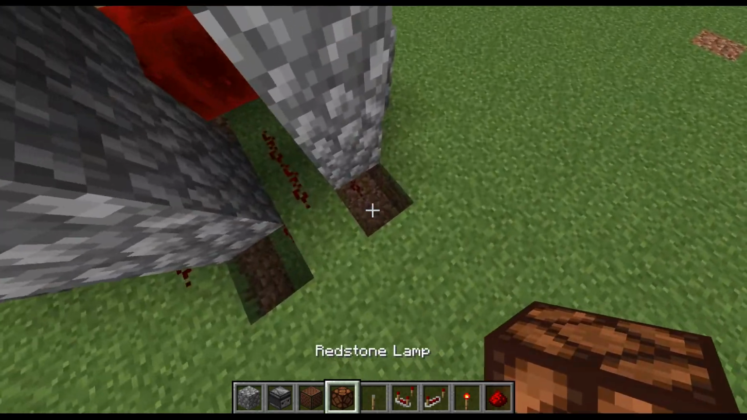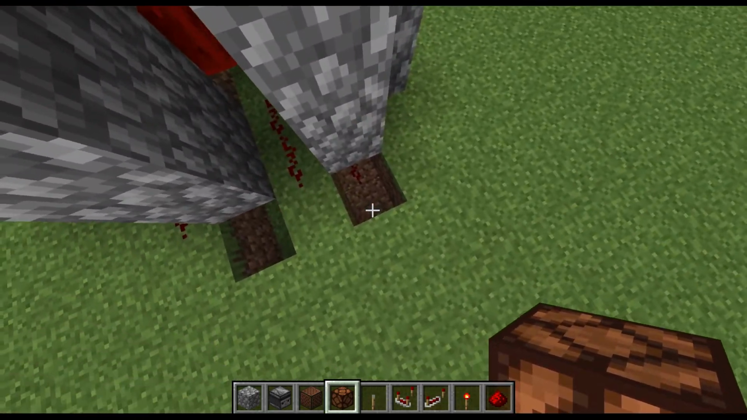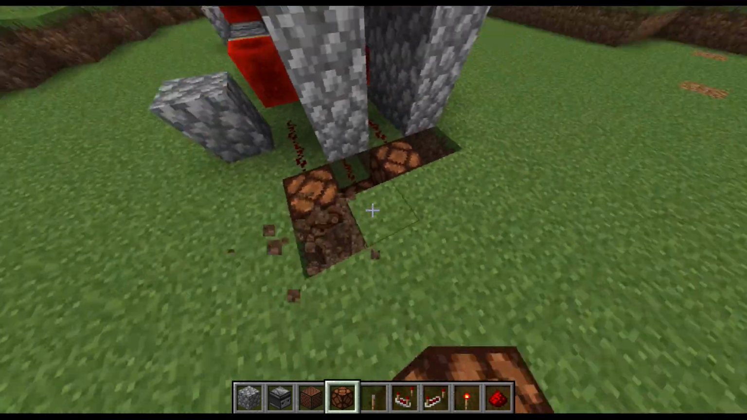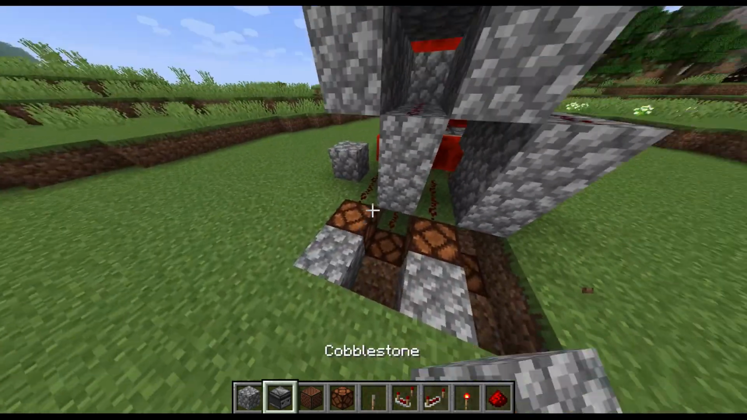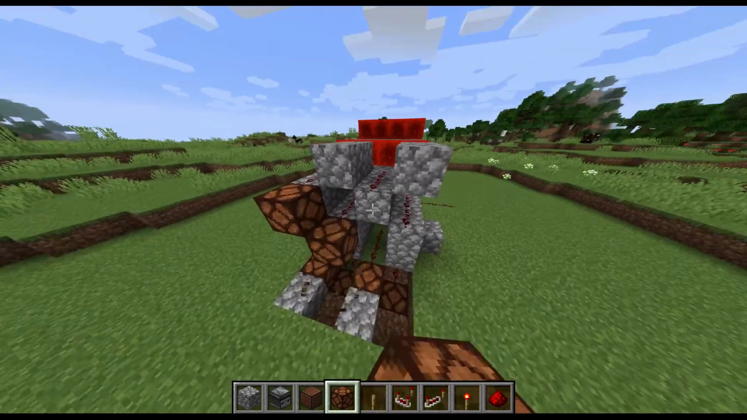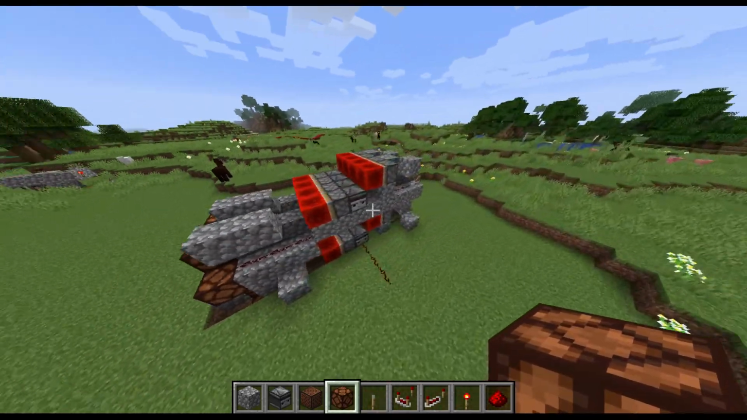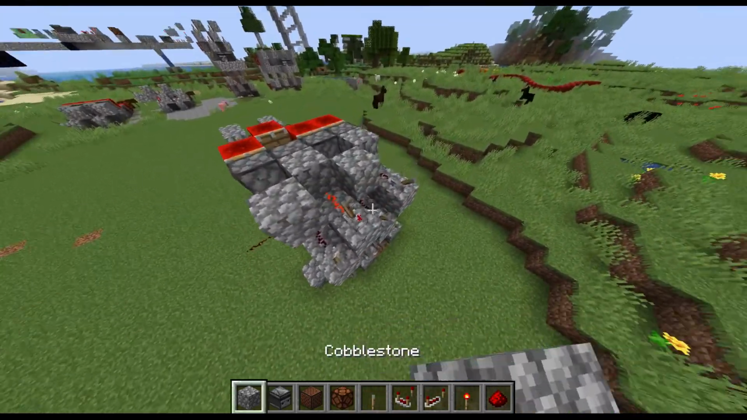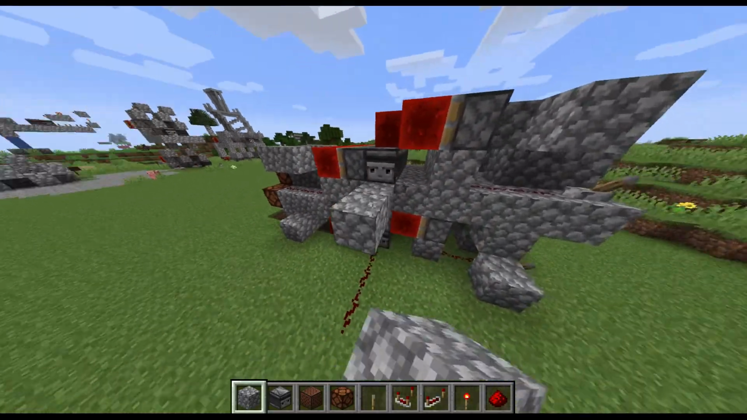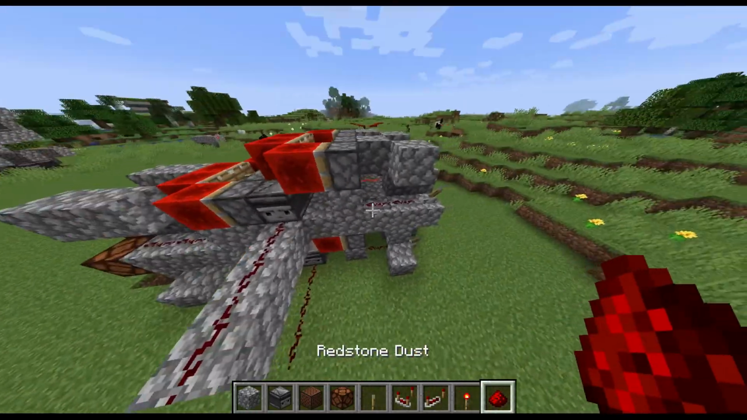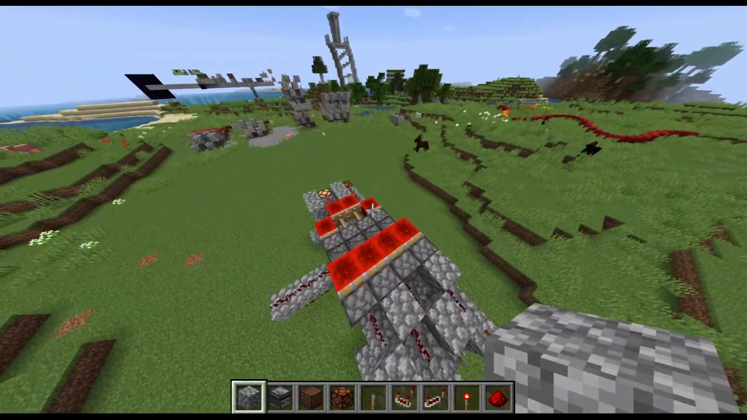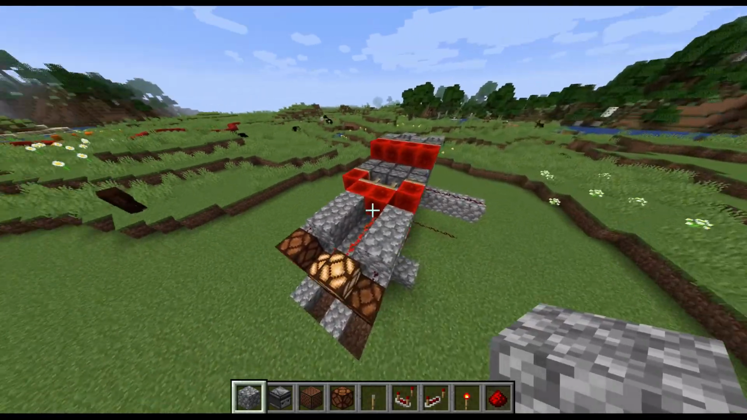Actually, let's put on some debug lights, just so that we can see at a glance what's happening inside. Going to need to be testing all of this, of course. Yes, this is all correct.